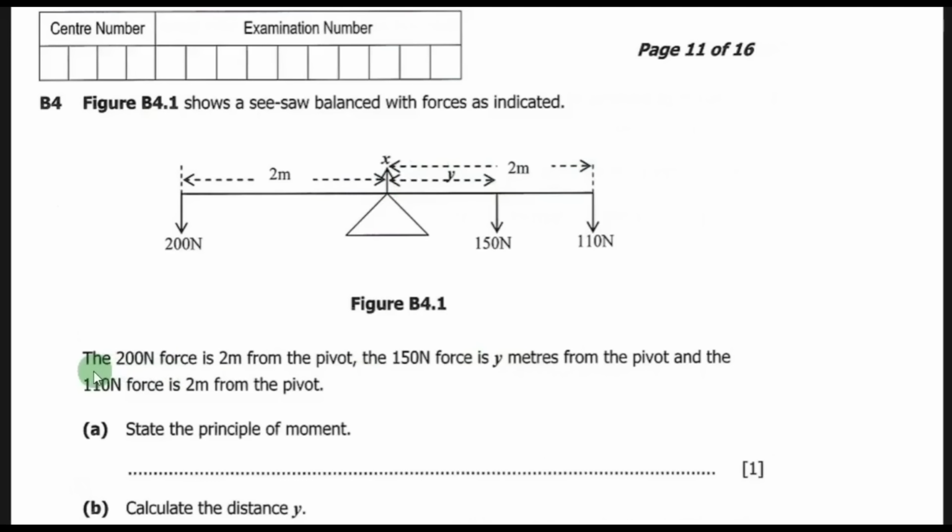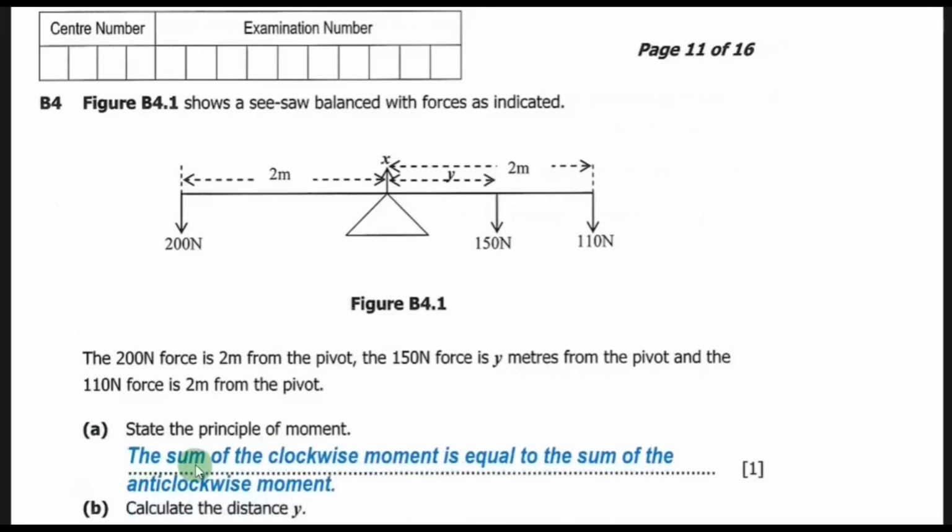Then the question says the 200 Newton force is 2 meters from the pivot. The 150 force is y meters from the pivot, and the 110 force is 2 meters from the pivot. Then A, state the principle of moments. So we said the sum of the clockwise moments is equal to the sum of the anticlockwise moments. Yeah, this is the principle of moments.